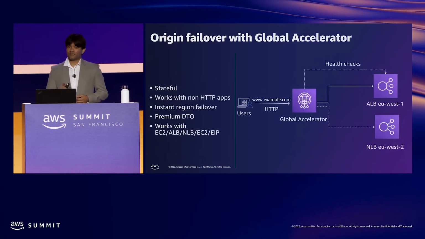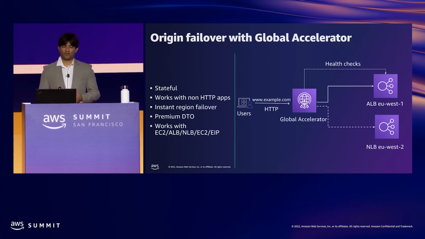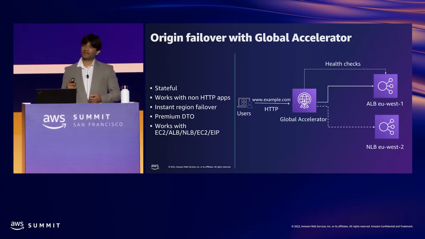Global Accelerator continuously monitors the health of all available endpoints and instantly begins directing traffic to another available endpoint when it determines that an active endpoint is unhealthy. And it does that within 30 seconds. So this works for any kind of traffic, be it HTTP or non-HTTP.